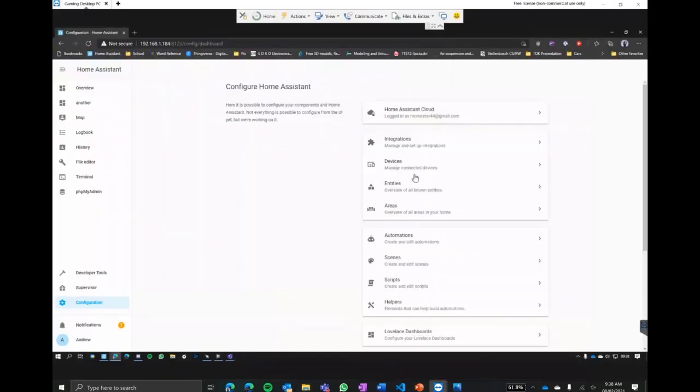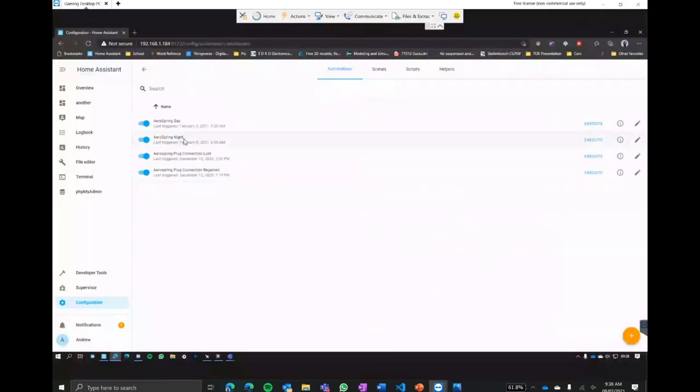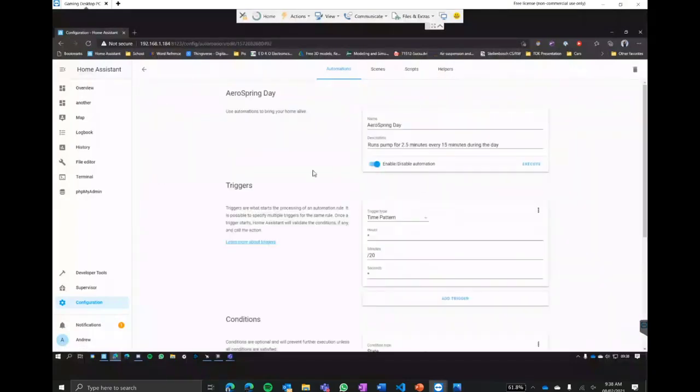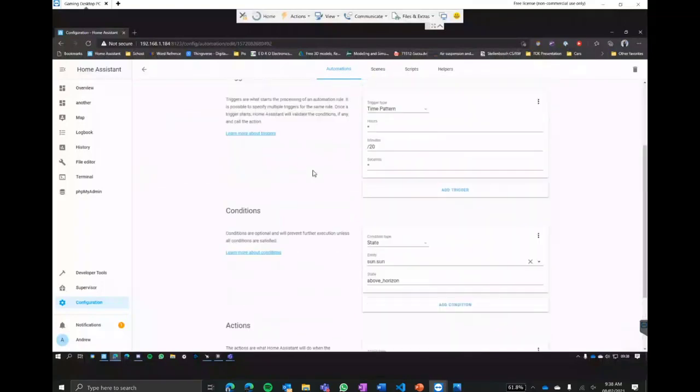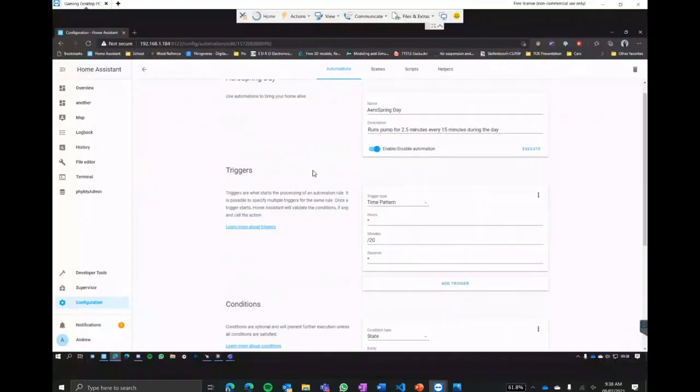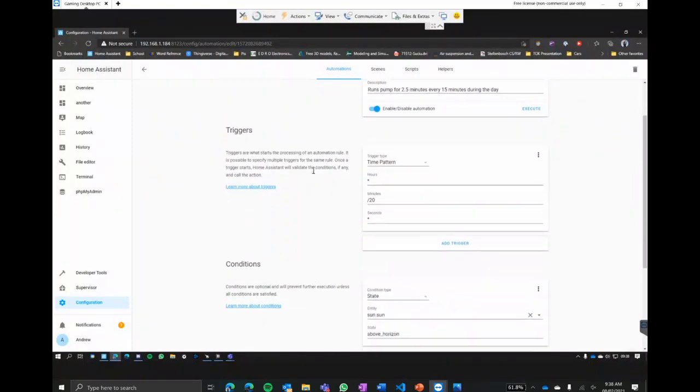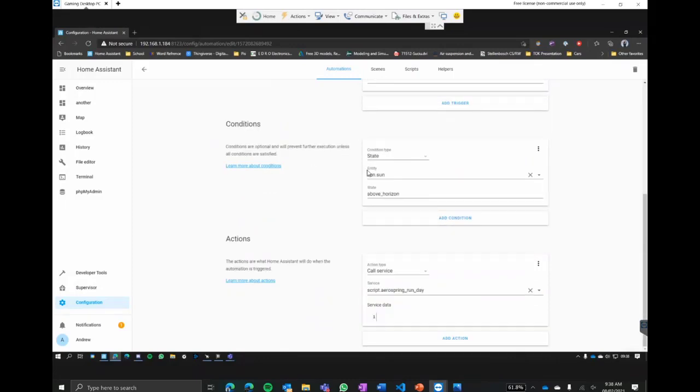So if you have a look over here, and I go into automations, here I have the AeroSpring Day automation, which, as you can see, has triggers, conditions, and actions, which are the basic parts of a control system. The trigger works on a time pattern, every 20 minutes at the moment. Then it also checks that it's during the day. So this is set on a day and night system.